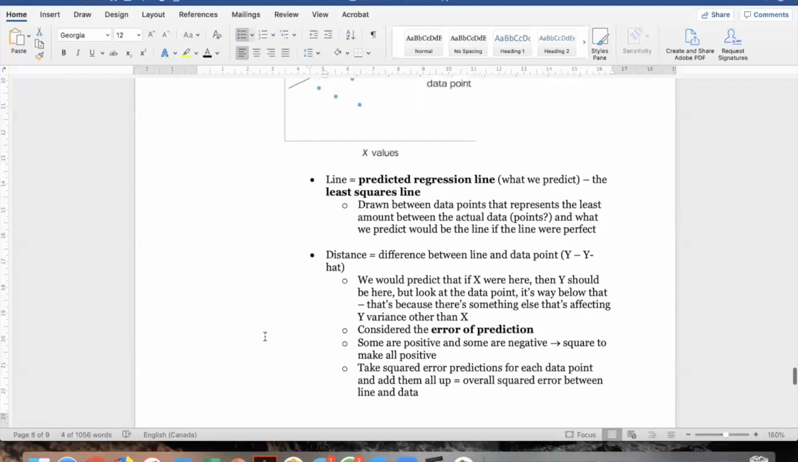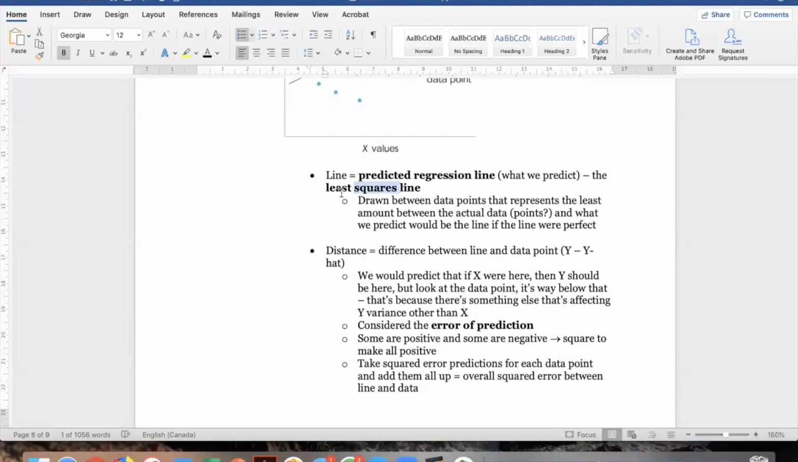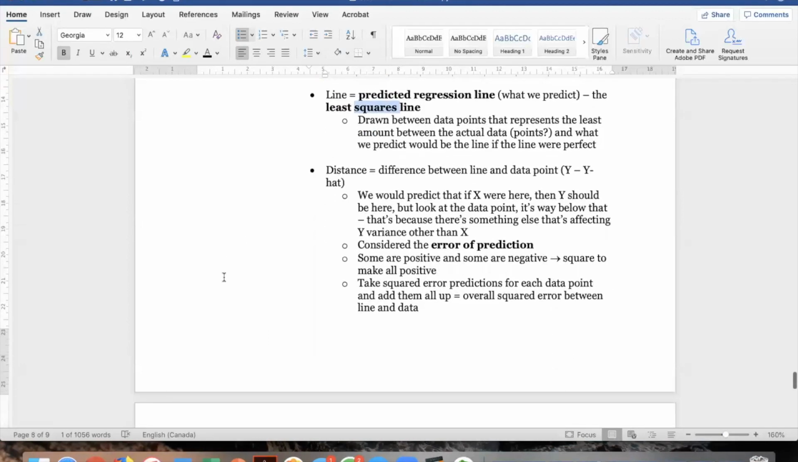What we predict is also called the least squares line. It's drawn between data points and represents the least amount between the actual data and what we predict would be the line if the line were perfect. This is exactly what I just said. It's just said really wordily, and for some reason it was thought to be better.